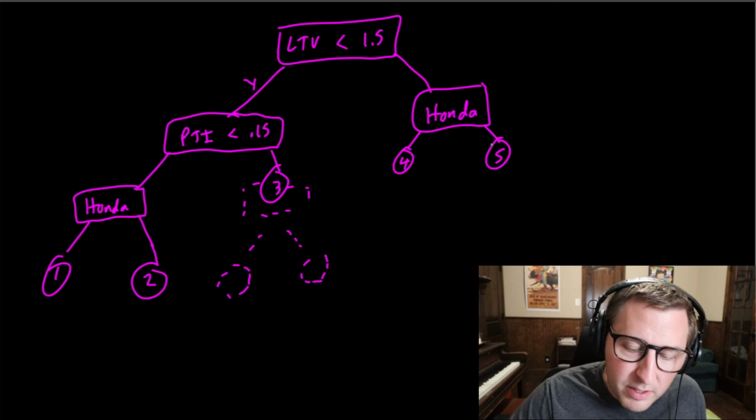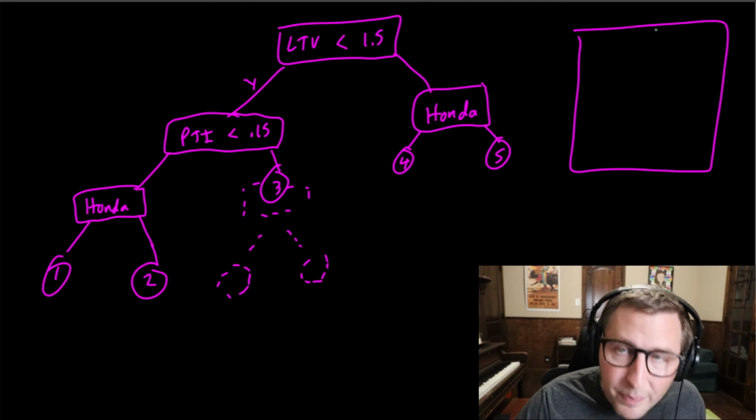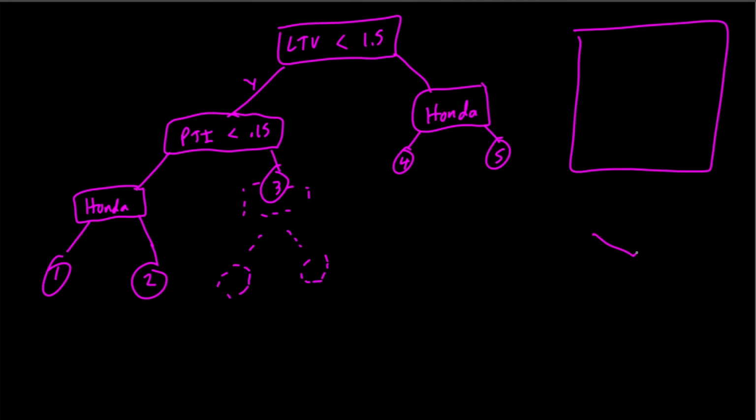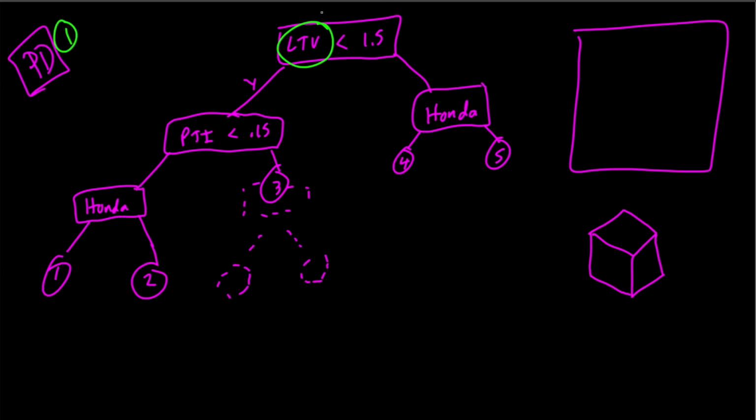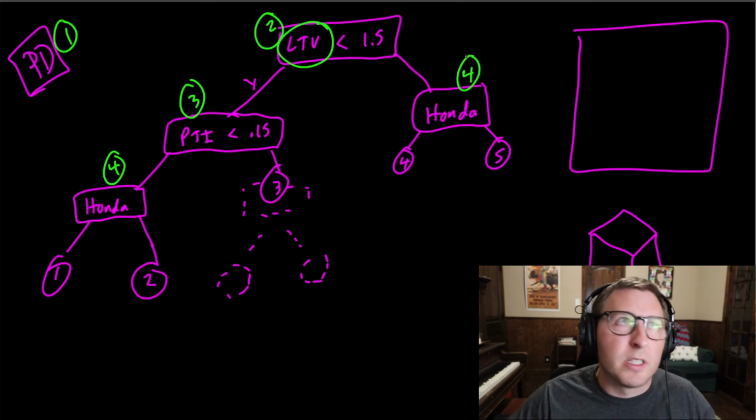But now when you think about this in that sample space view, it starts to get kind of wonky, because if it's 3 dimensions, then you would have probability of default, which is what we're modeling, as 1 dimension. LTV is 2 dimensions. PTI is 3, and Honda is just 4. So Honda can be played in multiple parts of the same tree. Again, you can have variables in different parts of the tree and different rules.